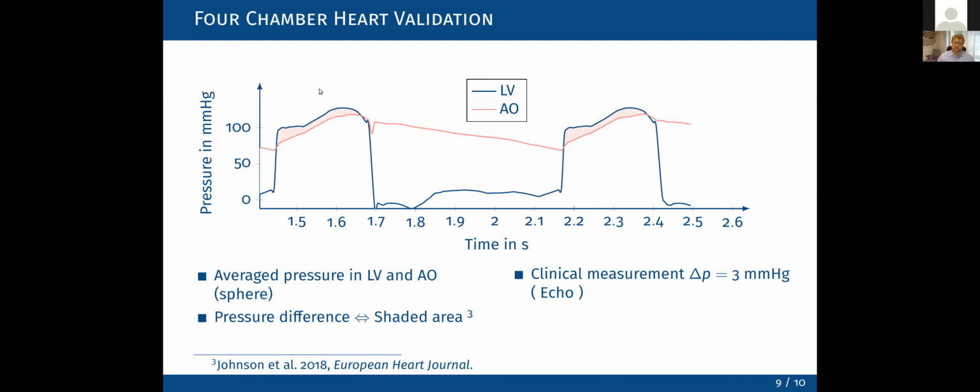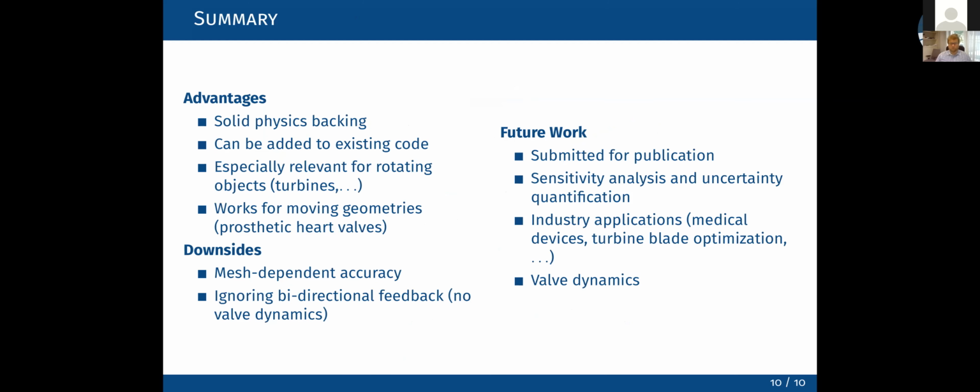So this is basically the simulated pressure traces from the left ventricle and the aorta. And we calculated the same pressure difference, and we came up with 3.28 millimeters mercury, which is actually rather nice. And with that, I'd like to conclude.